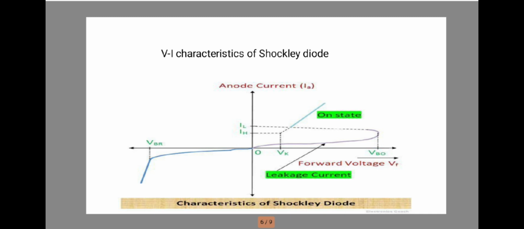As discussed above, when junction 1 and junction 3 are forward biased, the current in the diode starts increasing. Thus, it can be seen from the characteristics curve that above the breakover voltage, the current is increasing significantly. And when the current attains a value equal to the holding current value, the Shockley diode is in the on state.